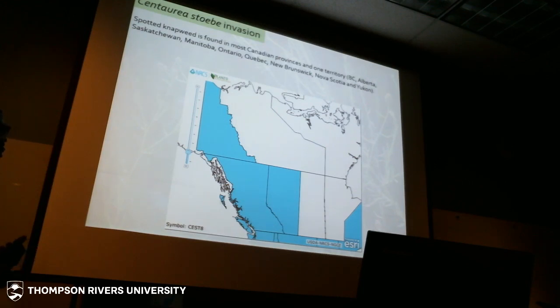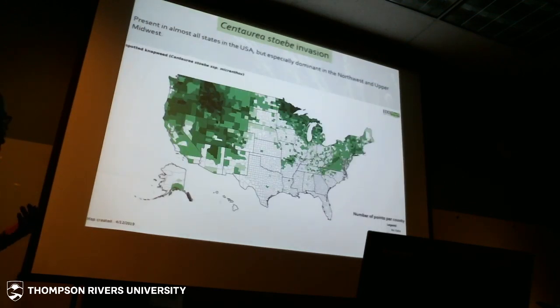Spotted knapweed is present in a lot of provinces in Canada, but it's not necessarily invasive in all of these places. So we know that it's problematic now in BC. It's invasive in BC, but it's not necessarily invasive in other provinces in Canada. And the same goes for the United States. So spotted knapweed is present in almost all states in the United States except two states. I think that's Oklahoma and Georgia.